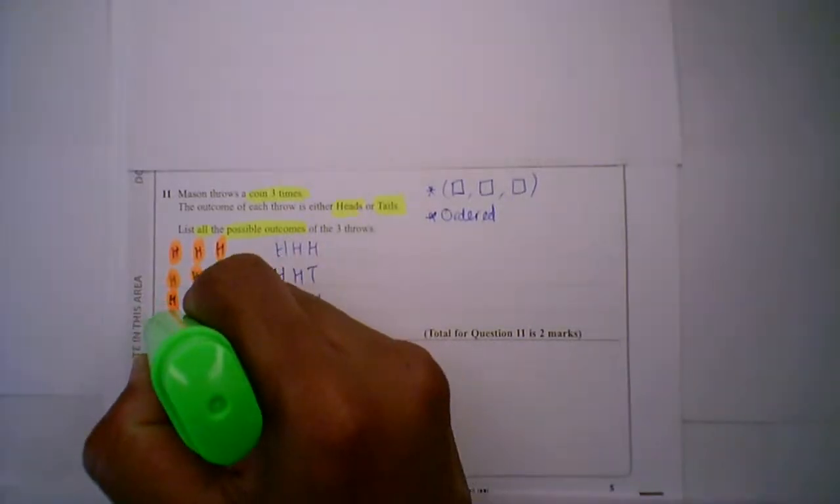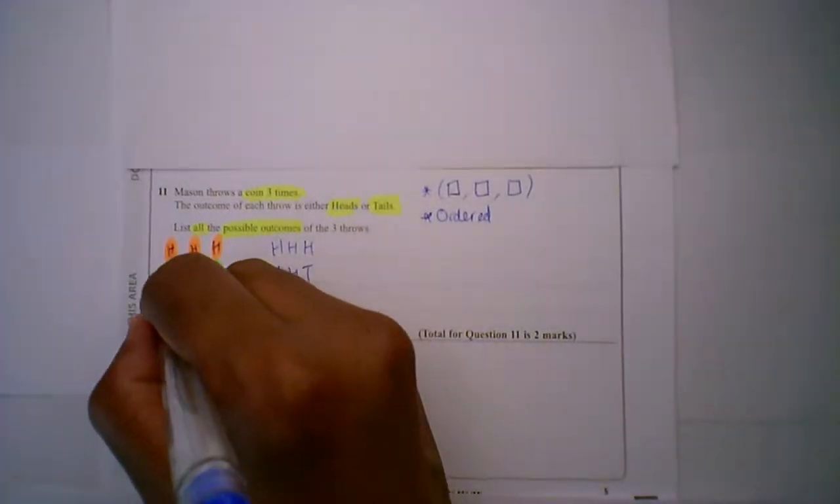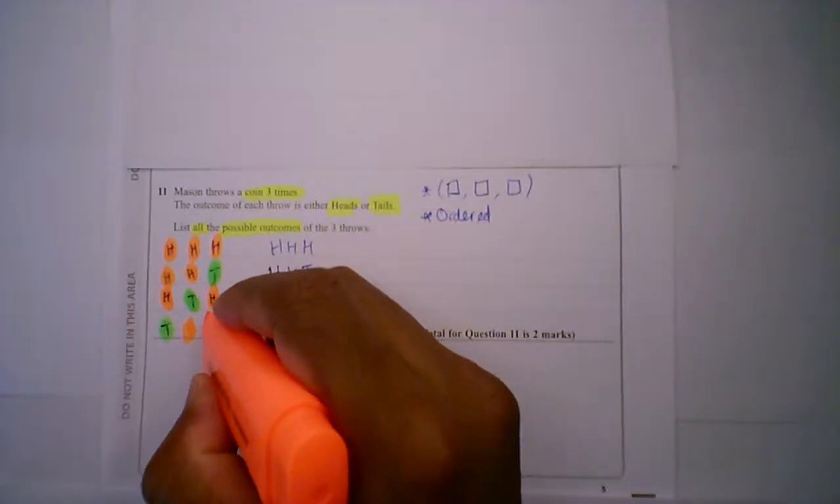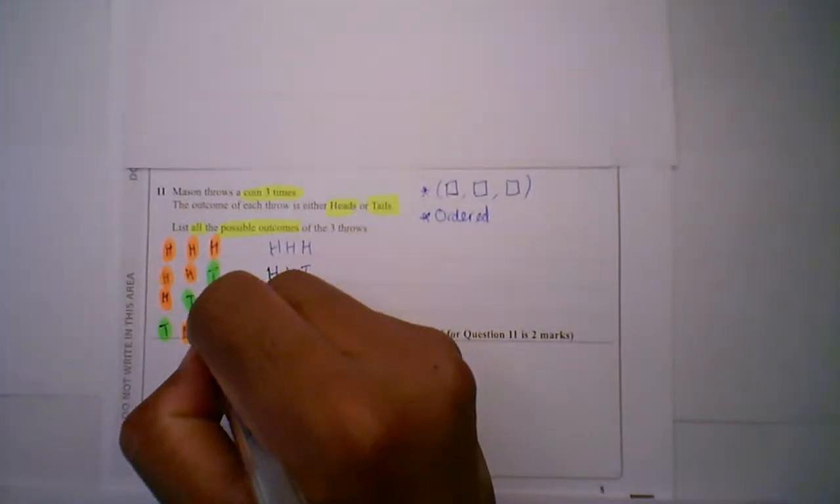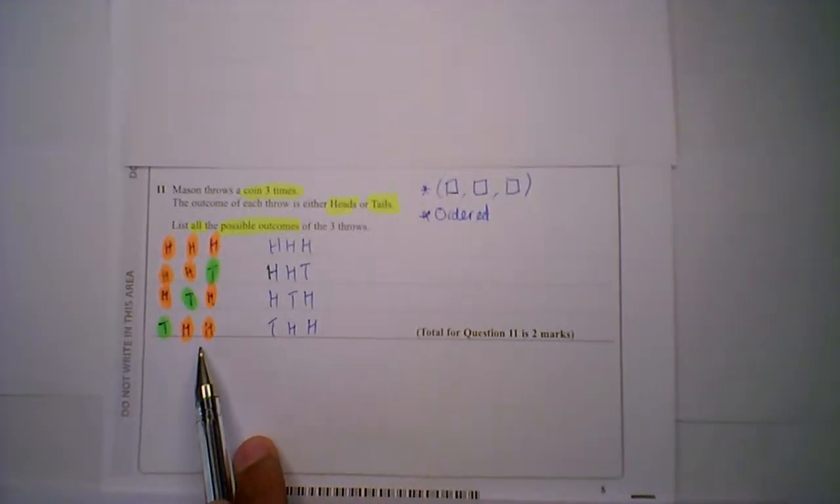Okay, now I go to the next one. So instead of having heads, I'm now going to have tails. So I've got tails, then I've got a head, and another head. Tail, head, and head. And now if I swap these two round, they're the same outcome. So this doesn't really change. So this is what I've got there.